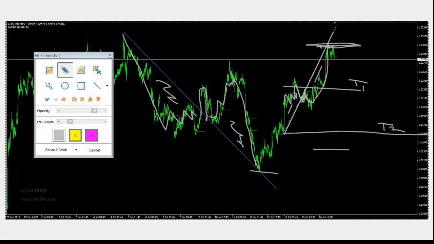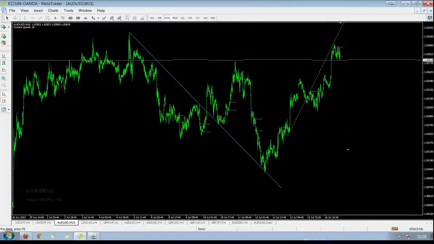Okay, so Aussie giving a nice, quite clean example. We've got it kind of going both ways. Okay, here's another example, dollar Canadian, right?